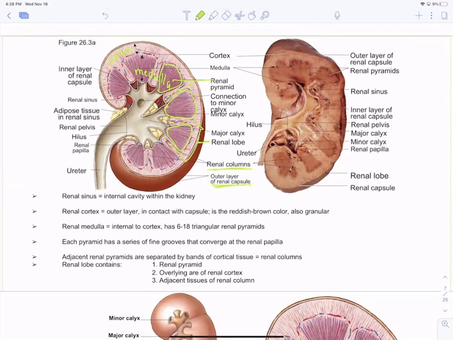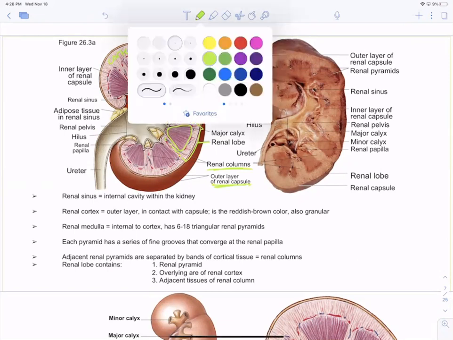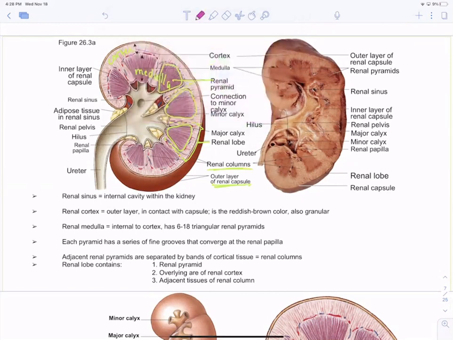So in the cortex, this is mostly where you're going to find the nephrons. 85% of the nephrons are called cortical nephrons. And they're up here, and they'll have tubules that will drain. These tubules will drain here into what is called the minor calyx. So these are minor calyces.